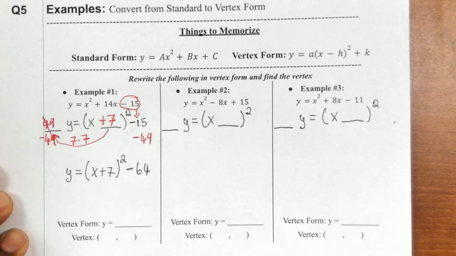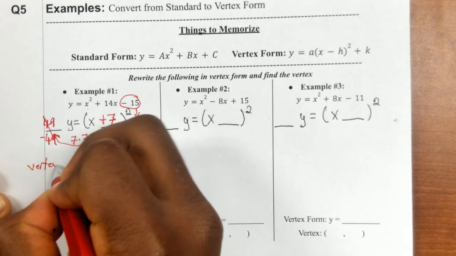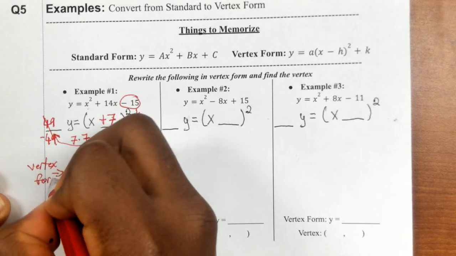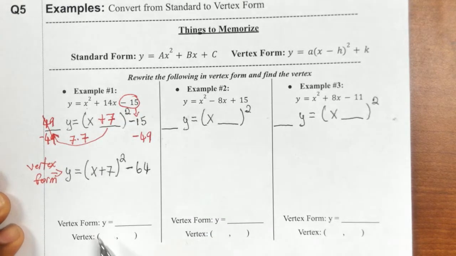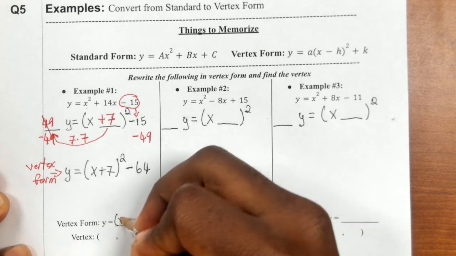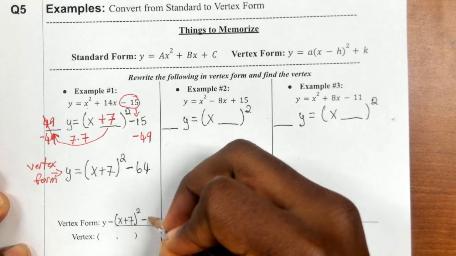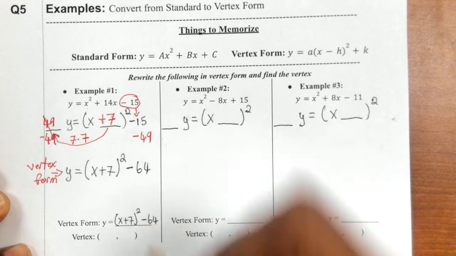So again, guys, this is vertex form. When you type this in, you don't have to type the y. All you have to type in is parentheses x plus 7 parentheses squared and minus 64.